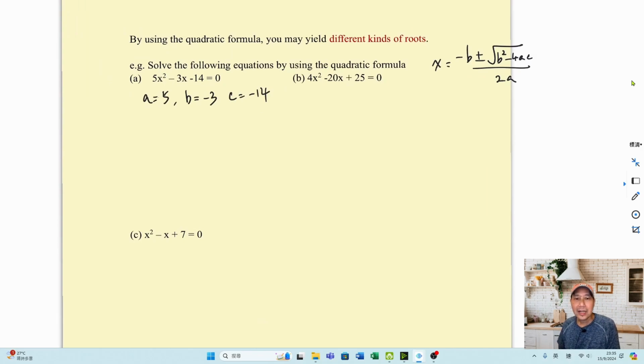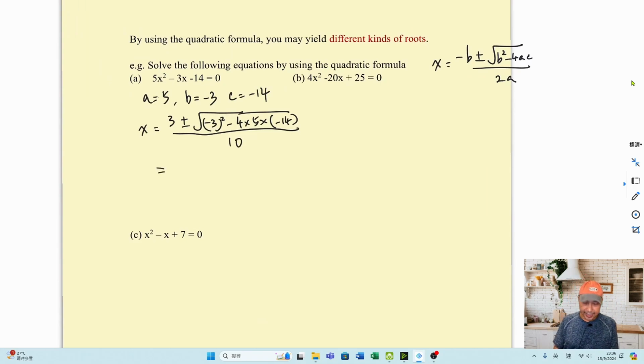So the answer is x is equal to negative 3 becomes positive 3, plus or minus the square root of, always use brackets, minus 4 times 5. Once again, use brackets, over 2a. 2 times 5 is 10.